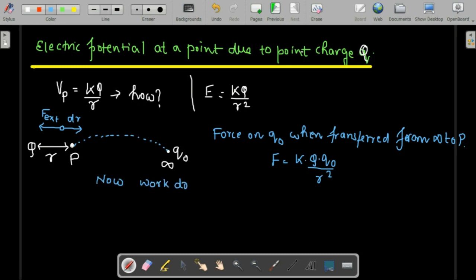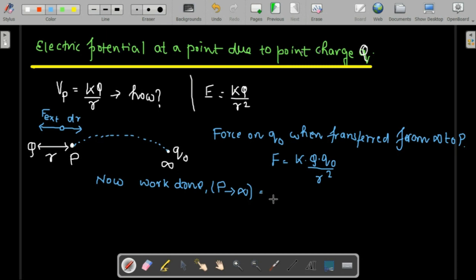Work done. We are actually doing work in order to bring that charge. You can bring it from infinity to point P, or you can take it from P to infinity. Both will be the same but opposite in direction. So it's a conservative system. Whatever is the work done in taking the charge from P to infinity, the same would be the work done in bringing the charge from infinity to P. So let's say I'm talking about the work done in order to take the charge from P to infinity. That is my limit.